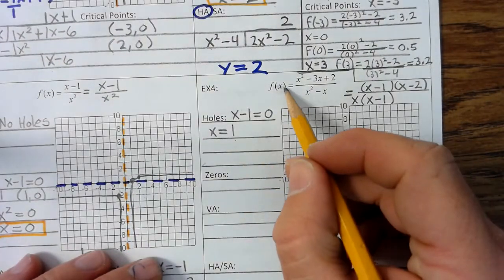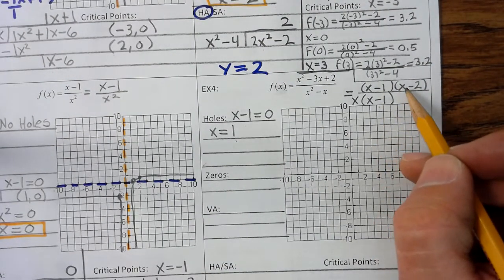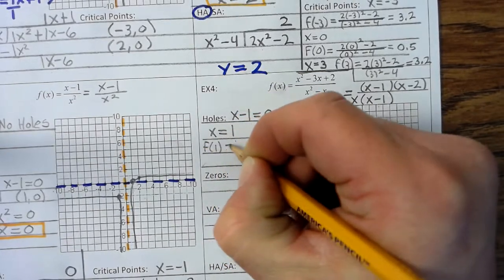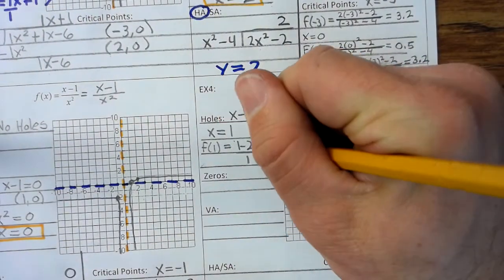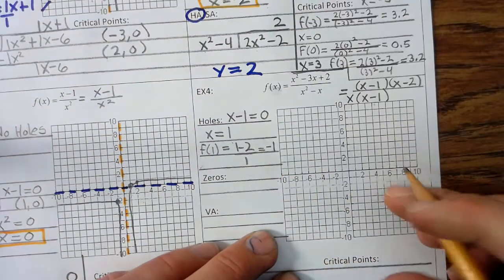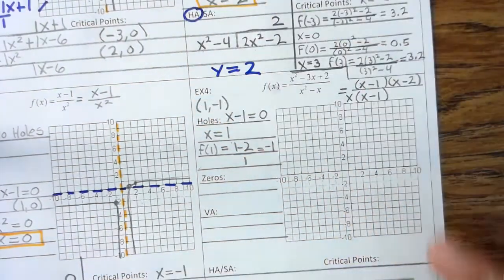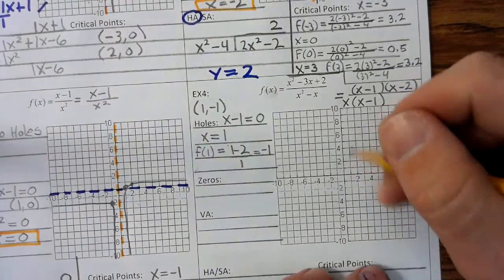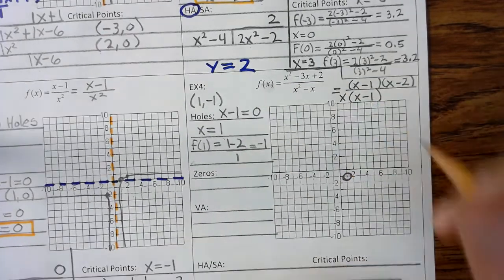So we're going to substitute 1 into the original function except for this part. Okay, so it's actually just going to be, we're going to substitute 1 into x minus 2 divided by x. So that's f of 1 equals 1 minus 2 divided by 1, which equals -1. So you have a hole at 1, negative 1. So we go to the right 1, down 1, and there's a hole here. That's what we mean by a hole.